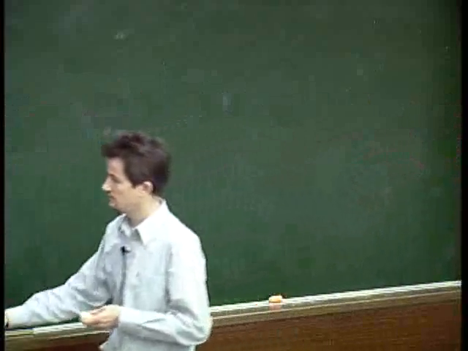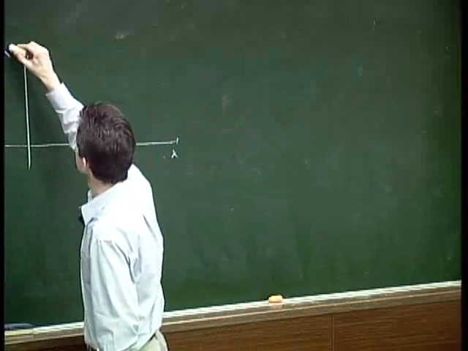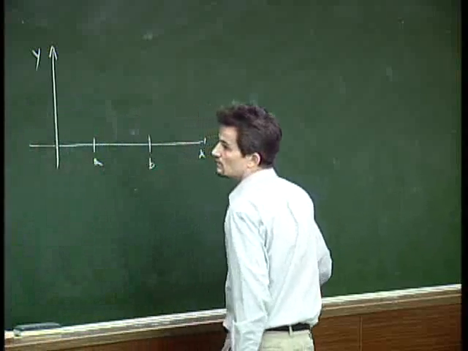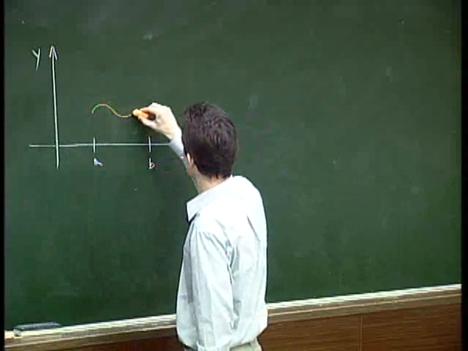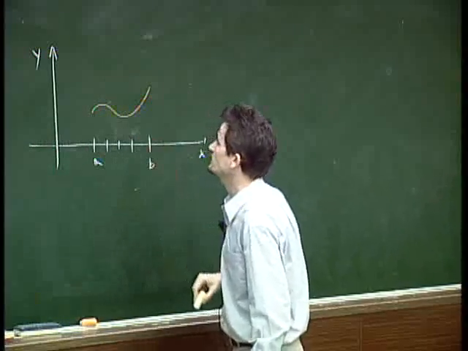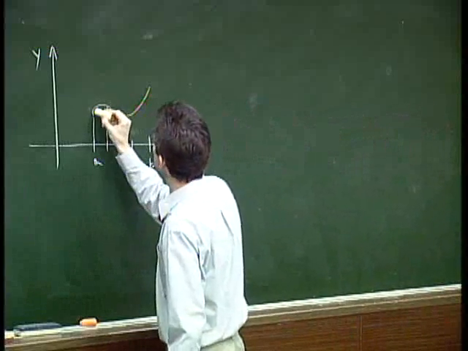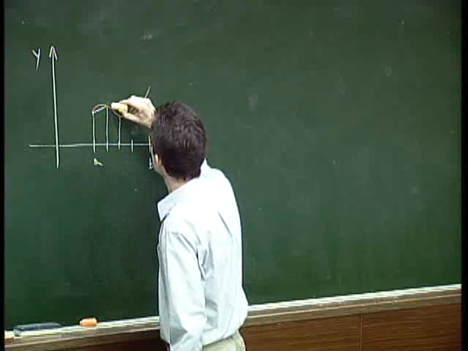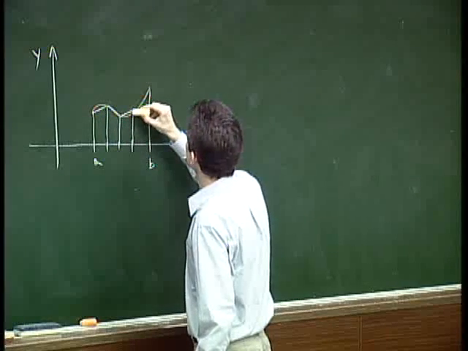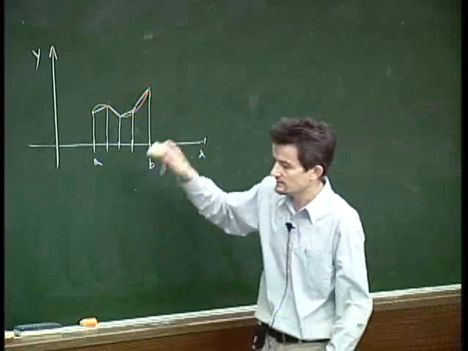Okay, so if we once more consider this kind of function here, now what we are going to do is our usual approach. So we divide the interval into subintervals, and on every subinterval we replace the function by a line. So this one, and this one, this one, and this one. So we replace the original function by a polygon.